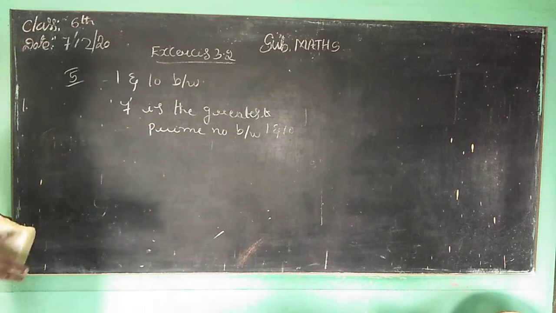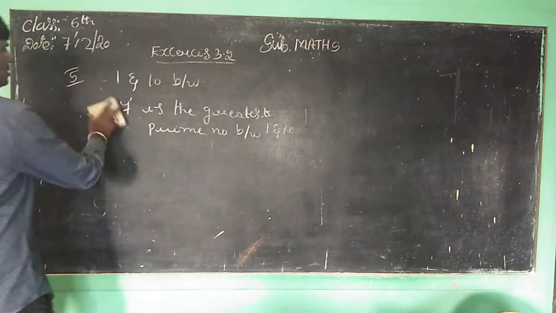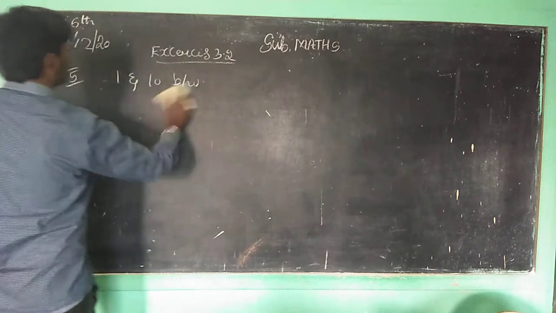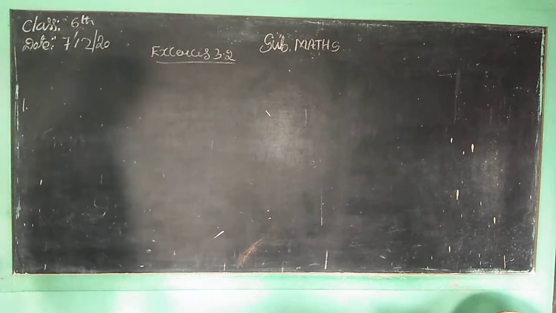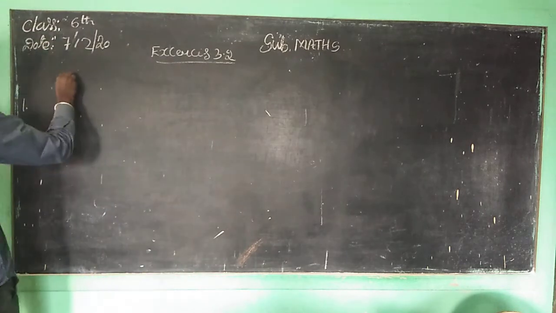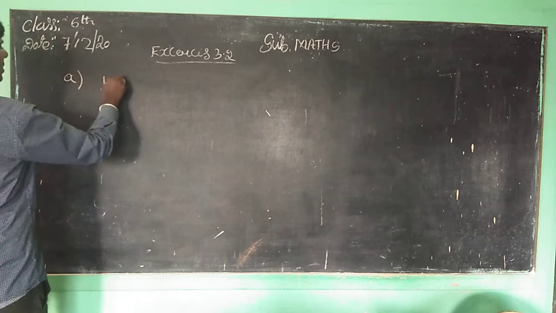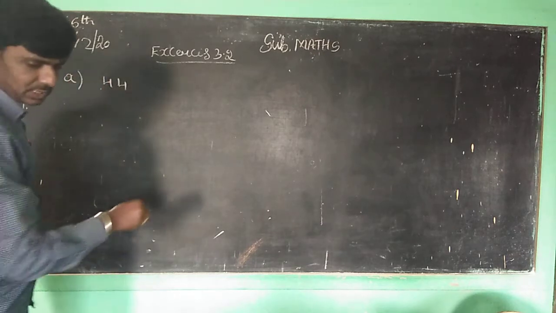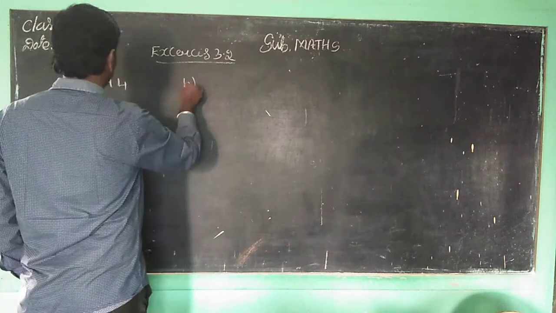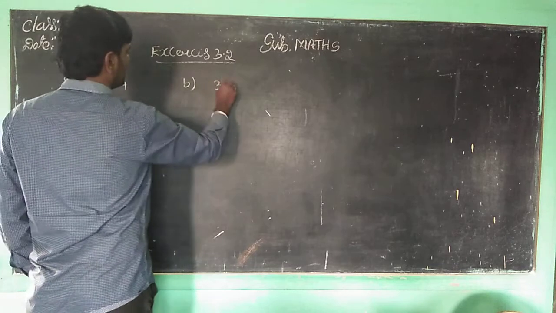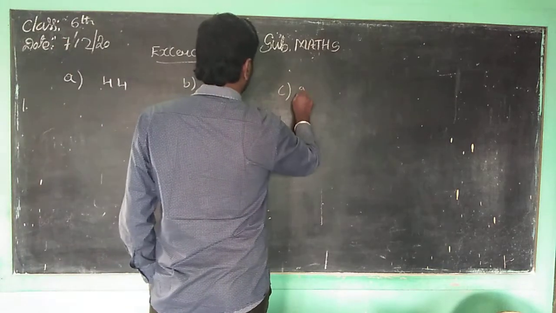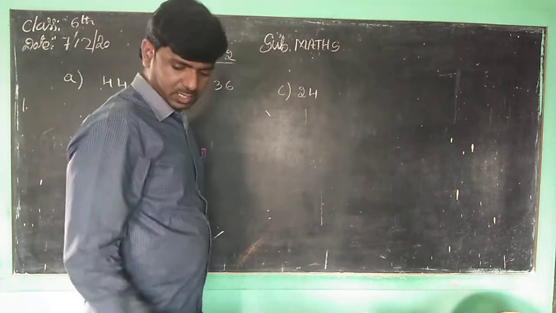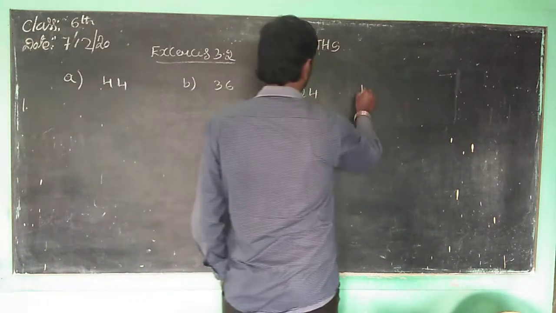Children, now we want to take: express the following as the sum of two odd prime numbers. Now we want to take the 6th question. Suppose here 44 is there and 36 is there. Okay, children, and 24 is there, and children, and 18 is there.